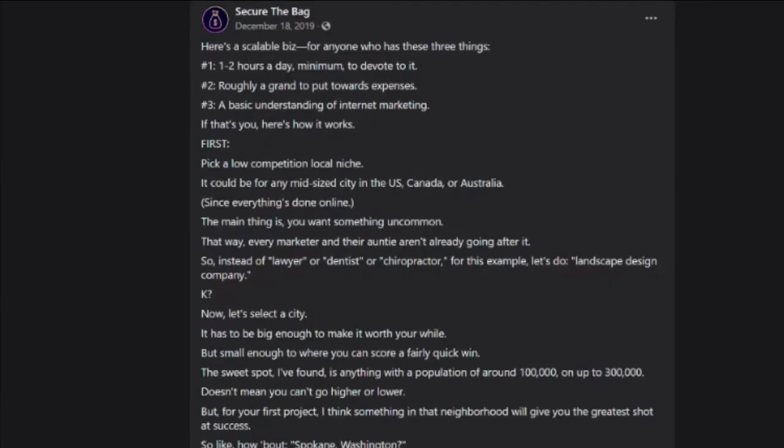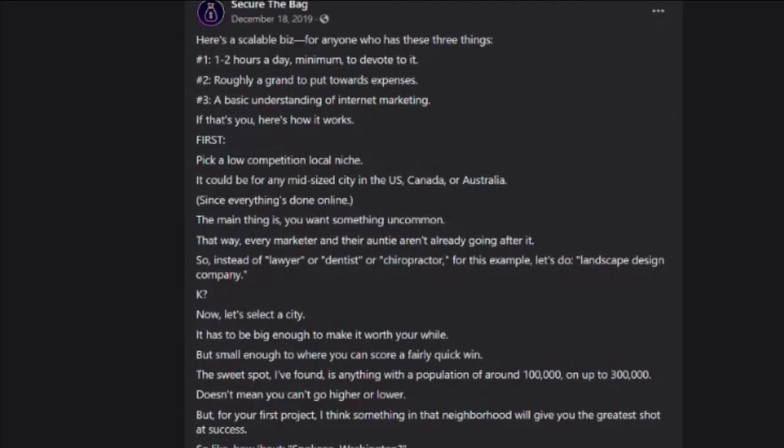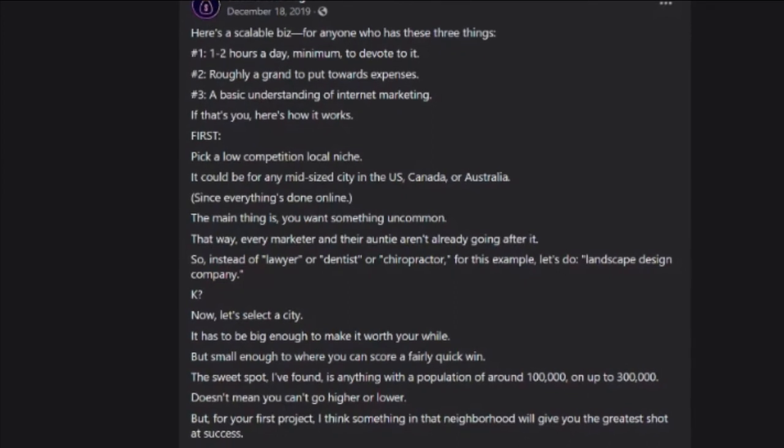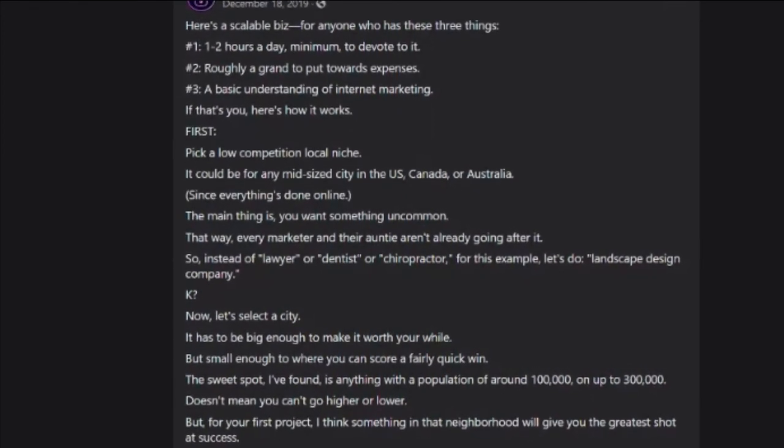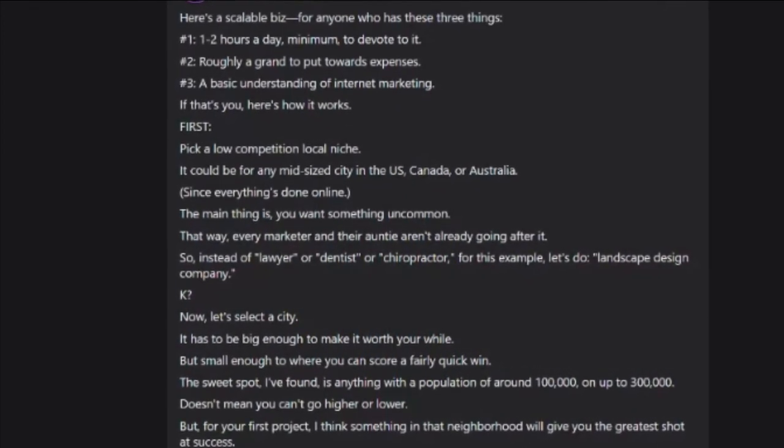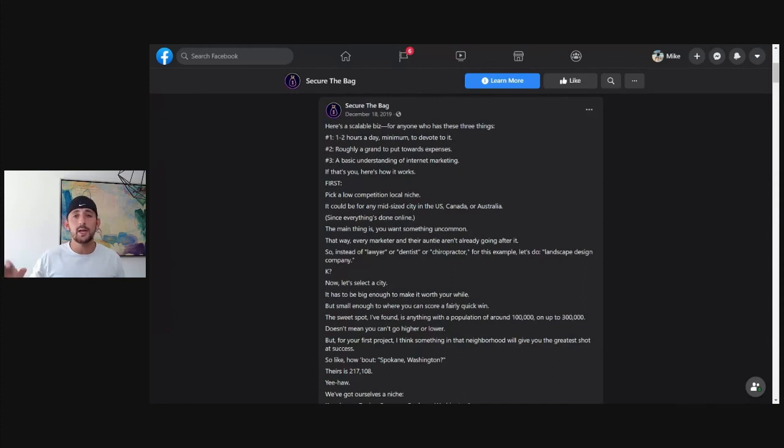And it goes: 1 to 2 hours a day minimum to devote to it. Roughly $1,000 to put towards expenses. A basic understanding of internet marketing. So after they drop those 1 through 3, you see that first loop closed. And now watch what they do here. If that's you, then here's how it works. So once again, they just opened another loop.